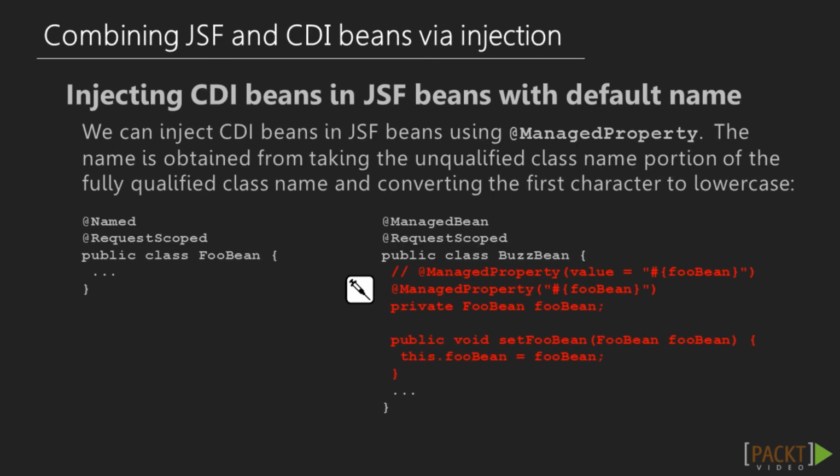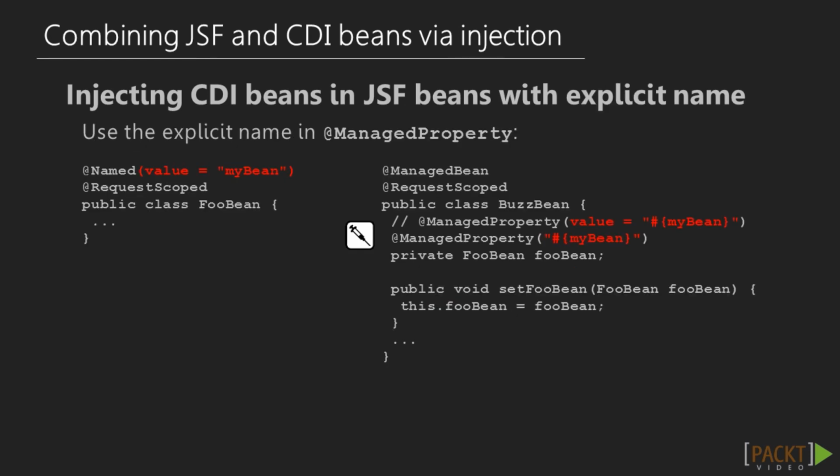Sometimes you may want to consider CDI and JSF beans in the same application. In such cases, you have to know that we can inject CDI beans in JSF beans via the ManagedProperty annotation. In this example, we are injecting the CDI foo bean in the JSF buzz bean using the default name. When we explicitly set the name of the CDI bean, we need to specify that name for the value element of the ManagedProperty annotation.